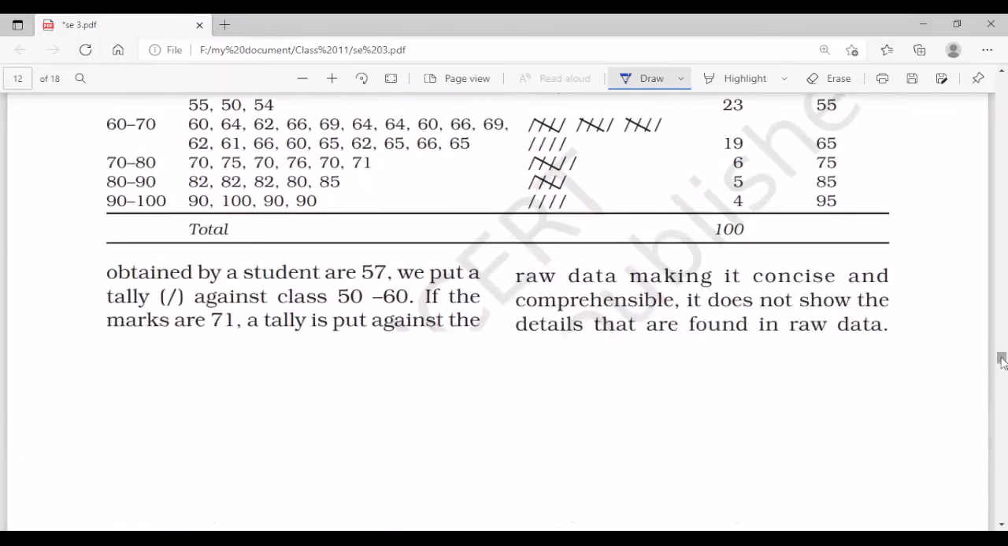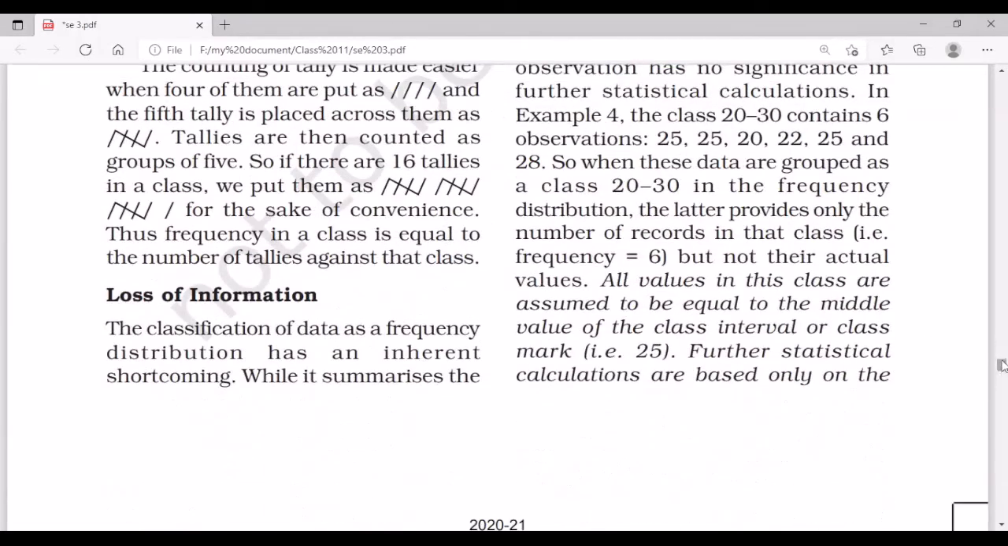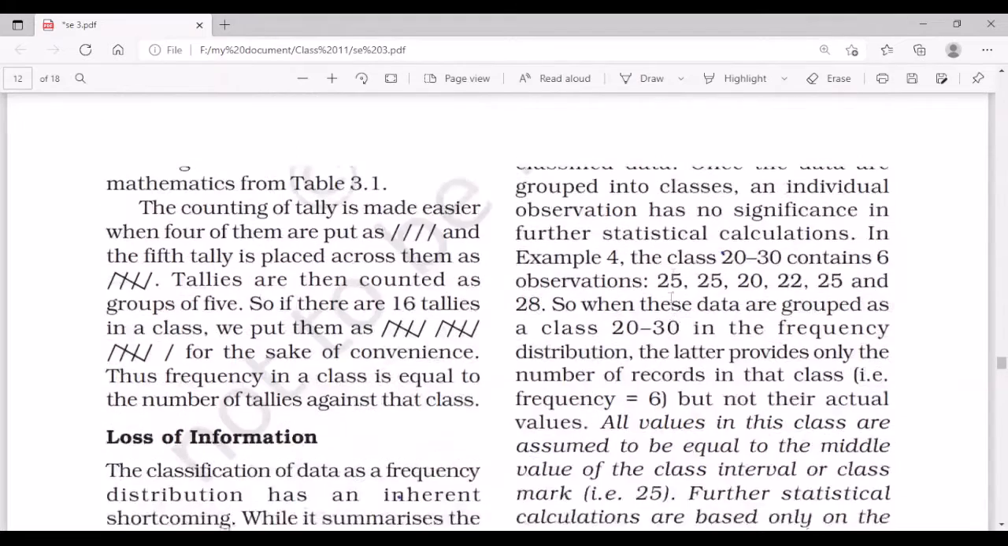So let's move ahead. Now, loss of information. The classification of data as a frequency distribution has an inherent shortcoming. Now what is the shortcoming? We need to see this also.